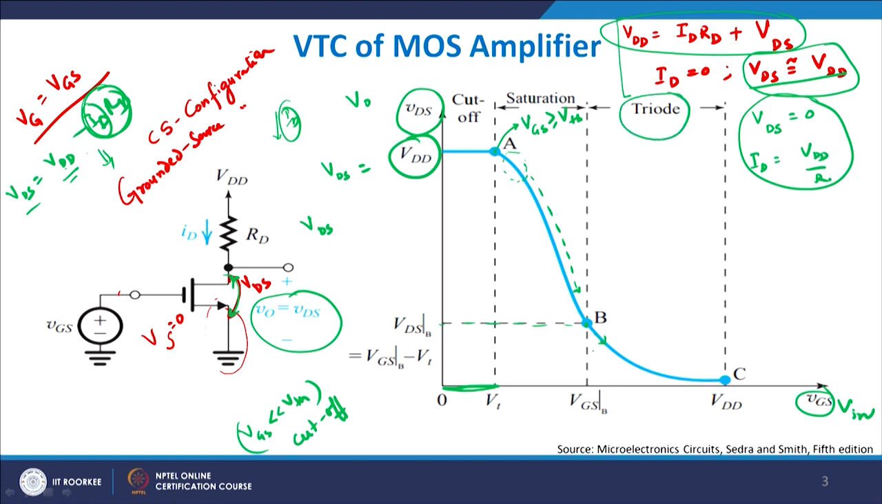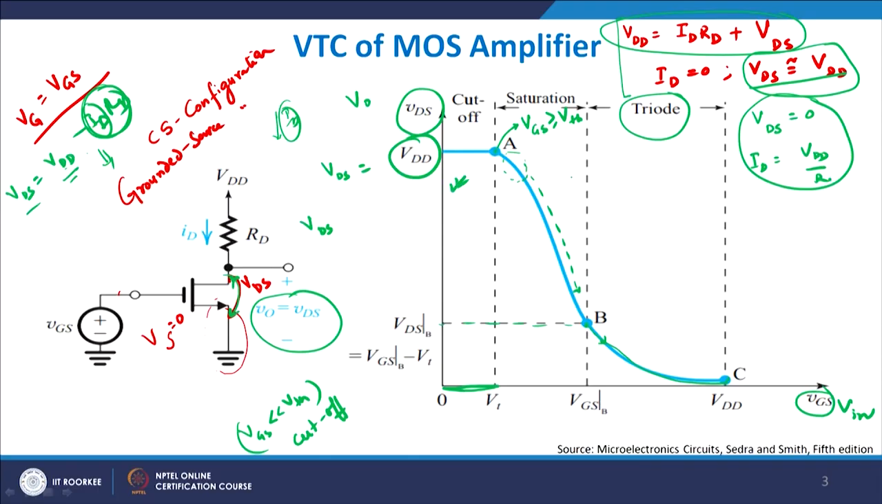In the triode region, the current is a nonlinear function of the input voltage, and as the current increases, the voltage further rises till you reach point C. At point C, VDS is so small that there is no current flow, and therefore your voltage transfer characteristic stops at this point. So we have understood that the VTC of a MOS amplifier is divided into three parts: one is the cutoff, another is saturation, and another is the triode region.